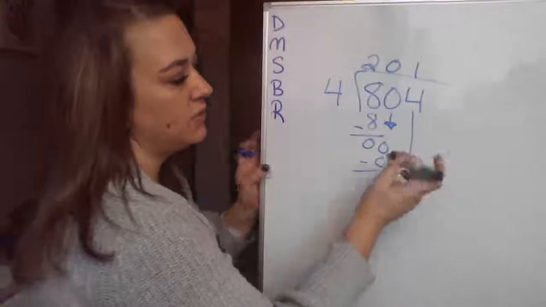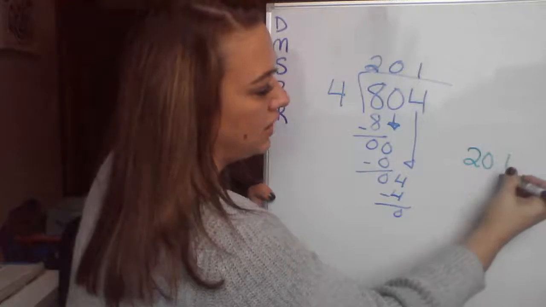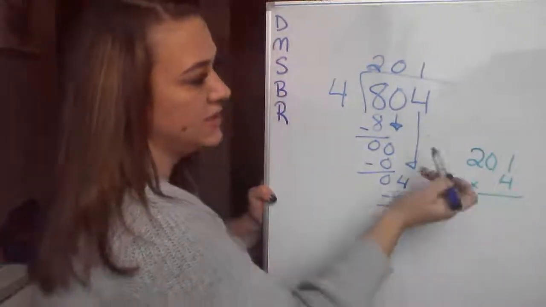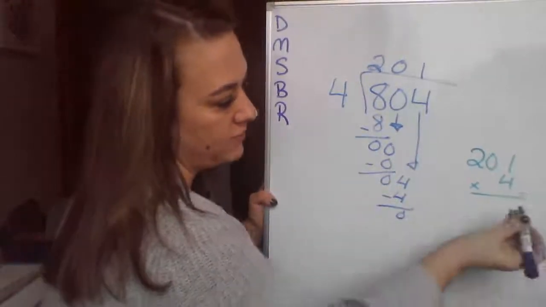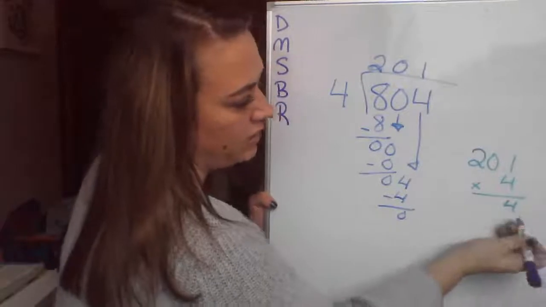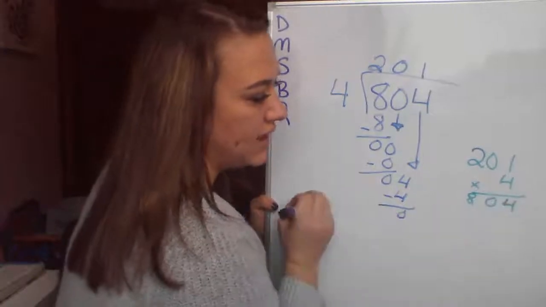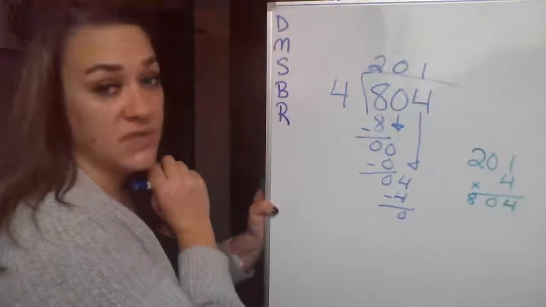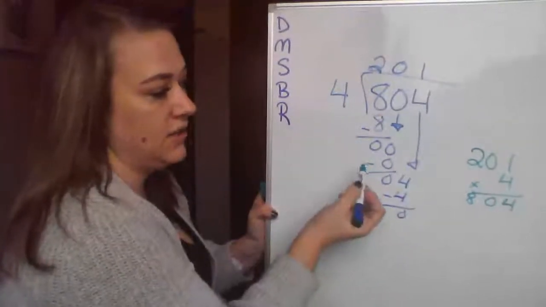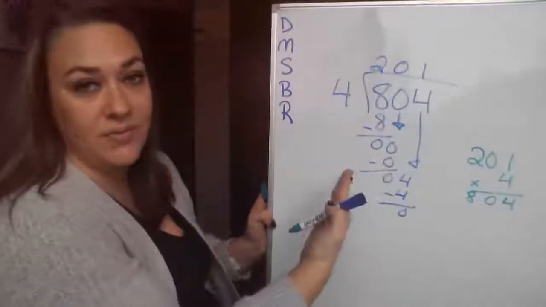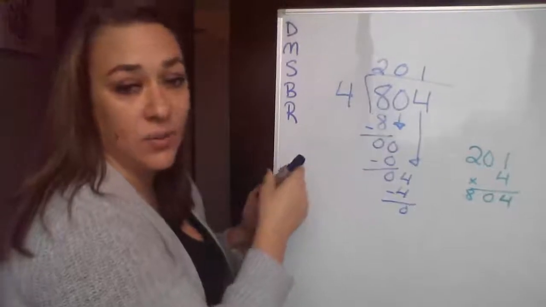Now let's double check it with multiplication. We're going to take 201 and multiply it by 4. So we take your quotient, multiply by your divisor, and we should get 804. 4 times 1 is 4. 4 times 0 is 0. 4 times 2 is 8. 804. So we know we did our math correctly. So we still bring the zeros down. We still divide into 0, but we know it's going to be 0. But you still have to go through those steps or else you're going to get the incorrect quotient.